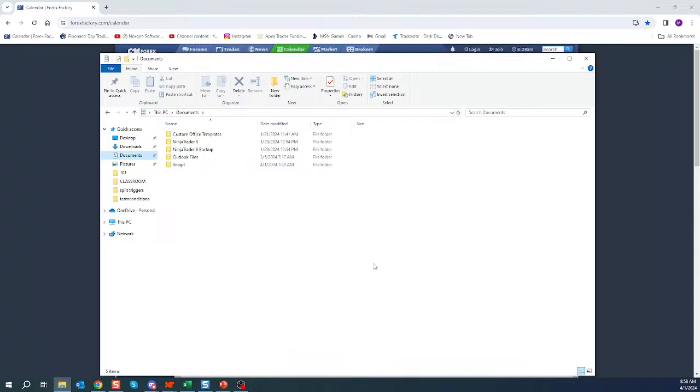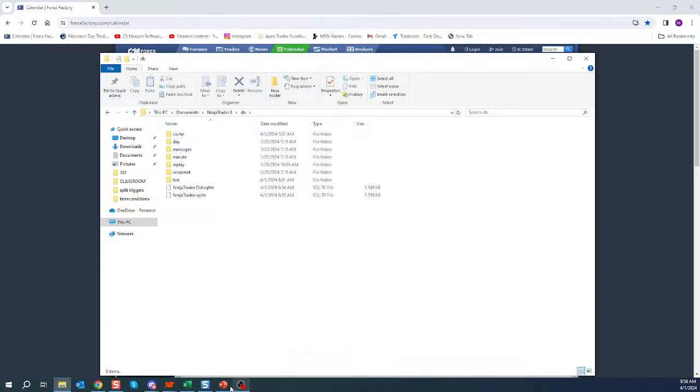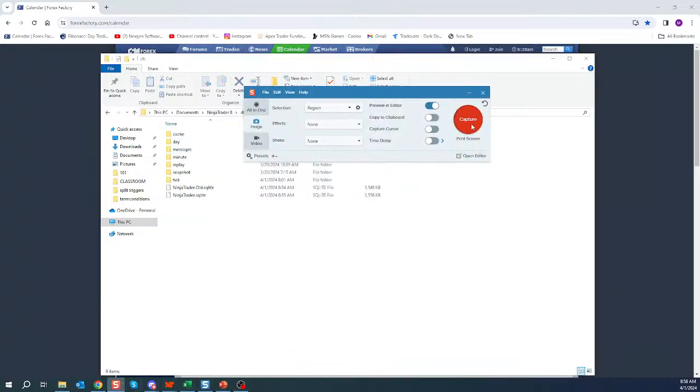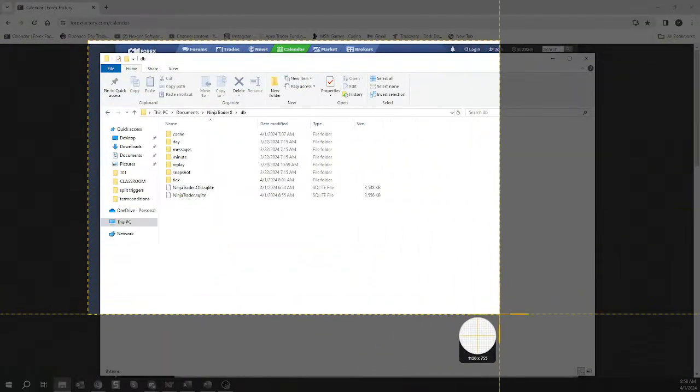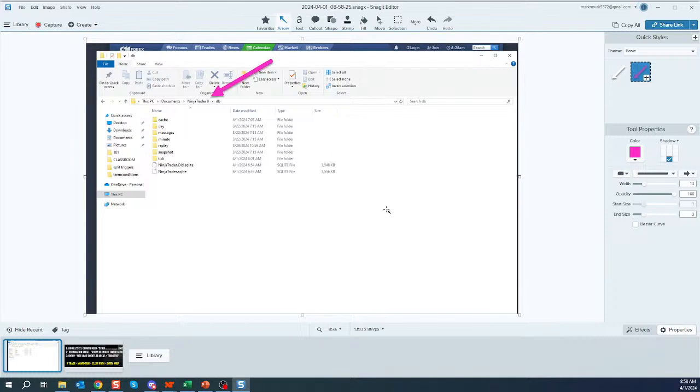When I wake up, this literally is the first thing I do before I open up NinjaTrader. I go to my PC and I go to Documents, and I double click on NinjaTrader 8, and then I go to the database folder. So I'm going to show you guys this, and this all happens before you open up NinjaTrader. So there's your path, so you know exactly where to go. And now this cache folder and this tick folder, guys, I delete these every morning.